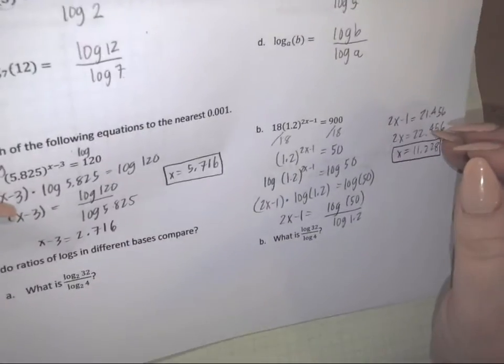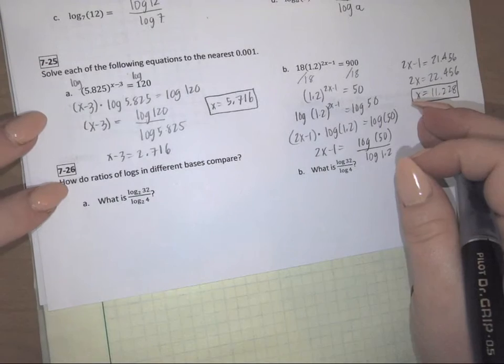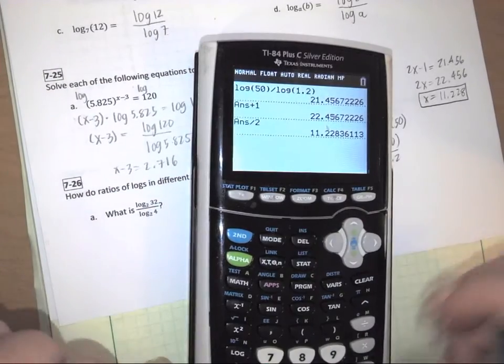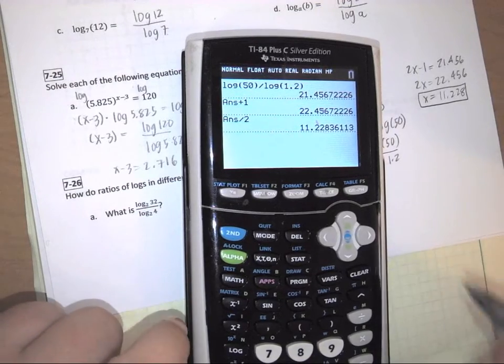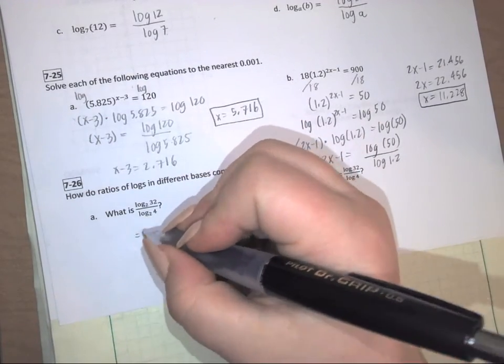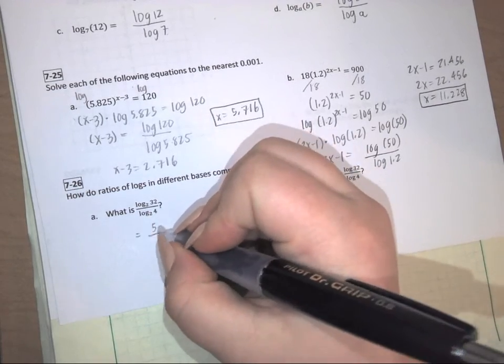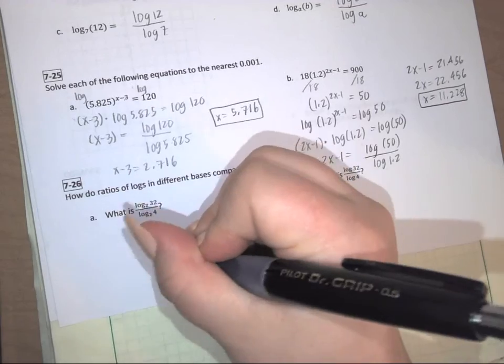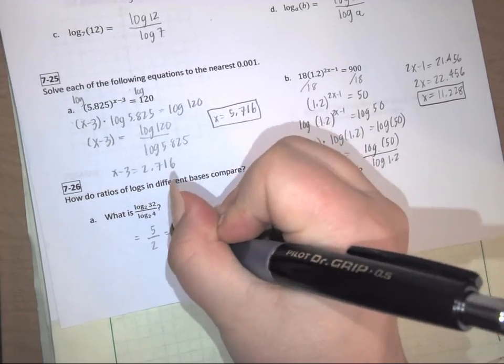Okay, so how do ratios of logs in different bases compare? Okay, so let's do this. Log base 2 of 32 we know is 5, because 2 to the 5th is 32, and log base 2 of 4 is 2. So it's 2.5.